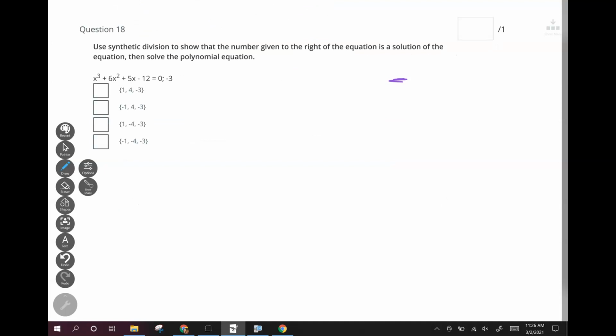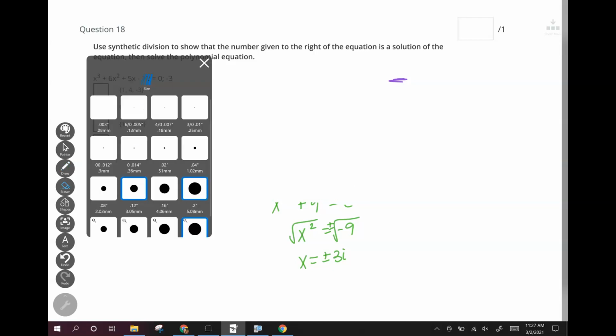Usually factoring, but let's say I have x squared plus 9. I can't factor that because it's not the difference of squares. So I would subtract the 9 over, take the square root. So plus or minus the square root of negative 9 is 3i, so plus or minus 3i. That is not for number 18. I'm just saying in general, sometimes you can't factor it, but you can still solve.